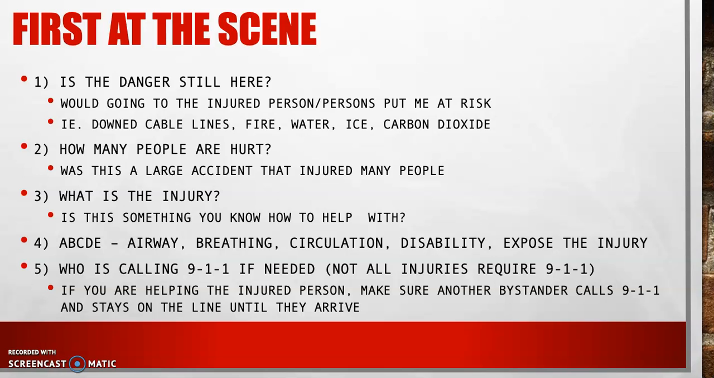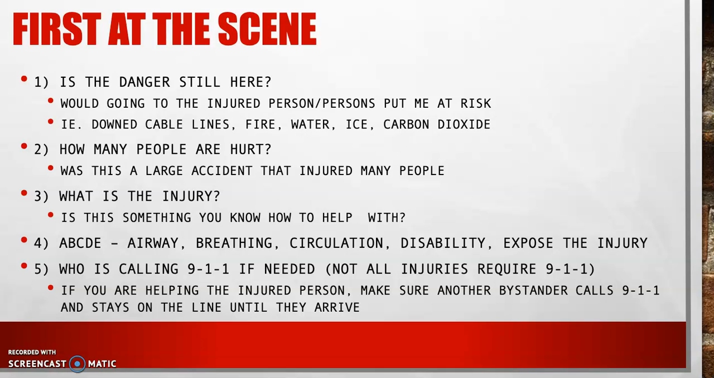So if you are ever first at the scene, there's 5 kind of questions you need to ask yourself. Number 1, is the danger still here? So would going to the injured person or persons put you at risk? For example, there could be down cable lines, there could be fire, there could be water, ice, carbon dioxide. So is going to help that person putting you in a potential compromised and dangerous position?